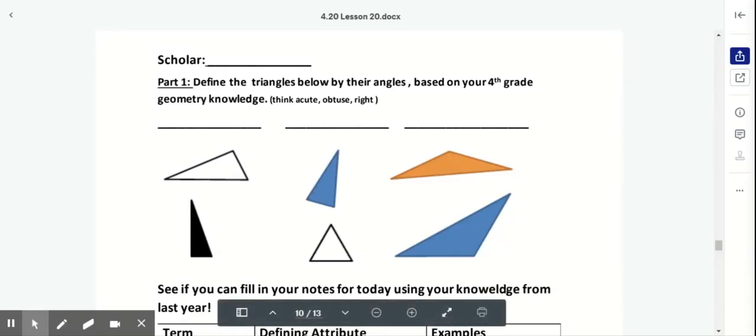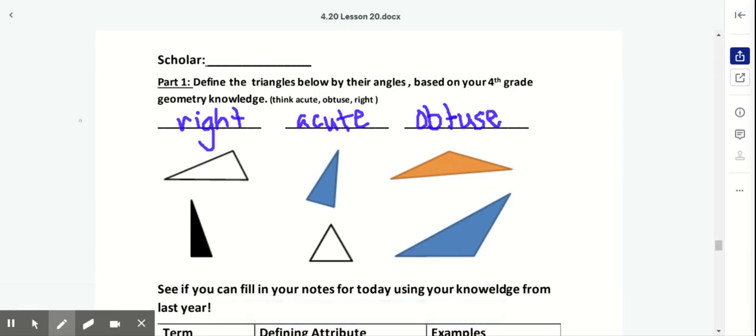Part 1 of our practice problems, you are to define the triangles below by their angles based on your 4th grade geometry knowledge. Think acute, obtuse, and right.